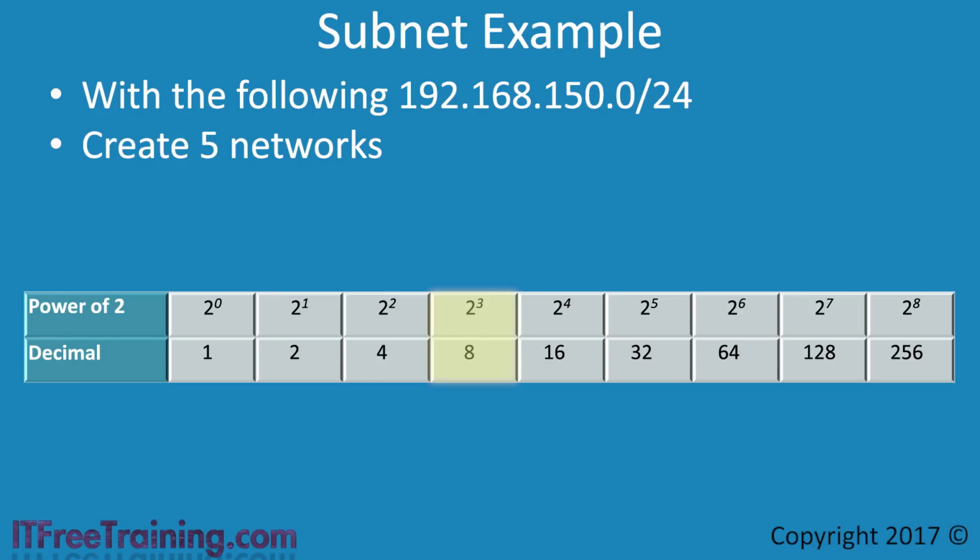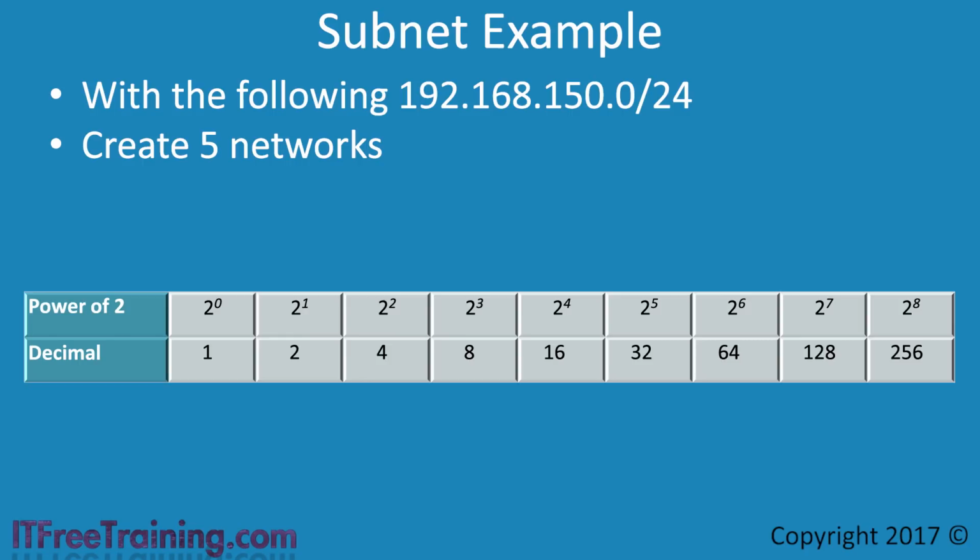Unfortunately, 2 to the power of 2 only gives 4 networks, so the next option is 2 to the power of 3. This does mean that there will be 3 more networks than required. However, it also does give some room to expand if required. Before I look at how to perform these steps manually, I will first look at how to perform these steps using an online subnet calculator.